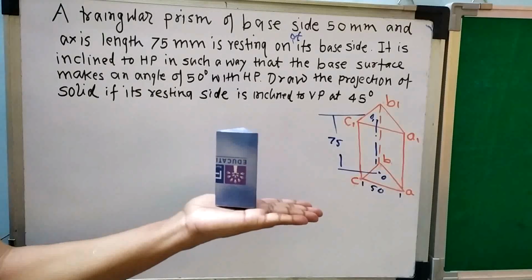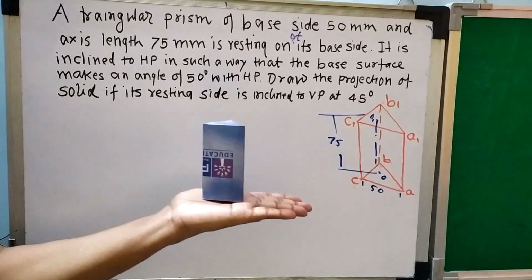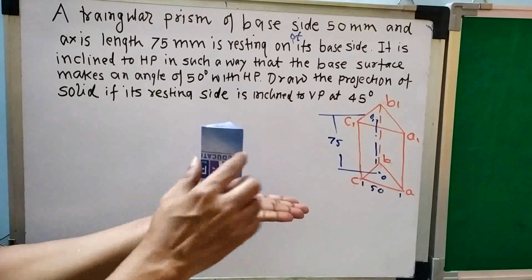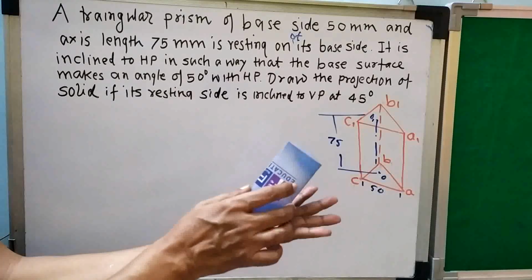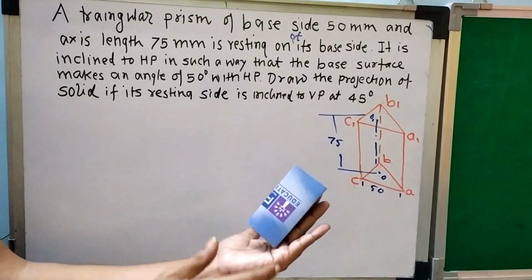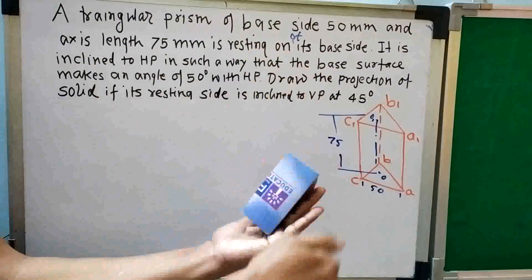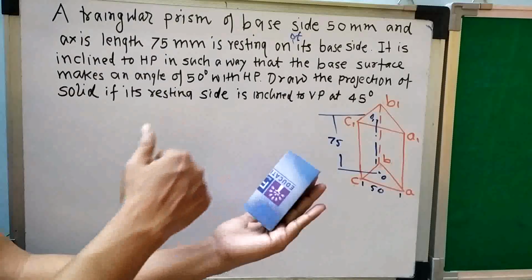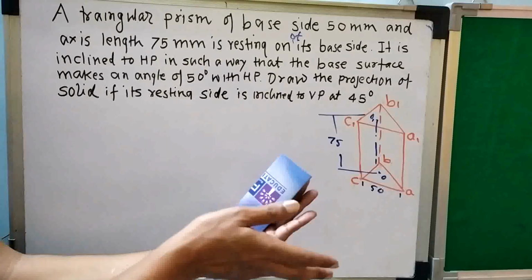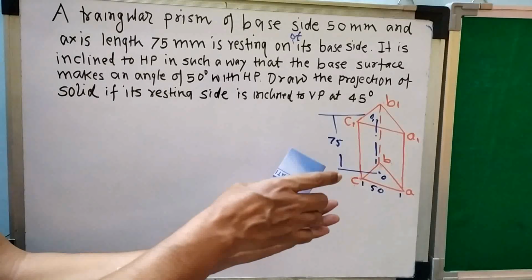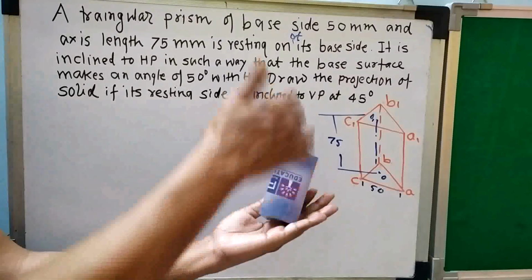So this is my first step: I will keep this solid on the HP. Then I will make the first inclination, that is, the base surface inclination with the HP. Within this HP inclination, I will draw the solid as seen from the top and as seen from the front. Later I will make the side inclined with VP, and I will get the third stage, the front view and then the top view.